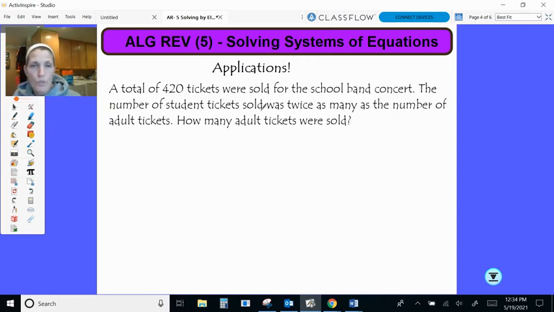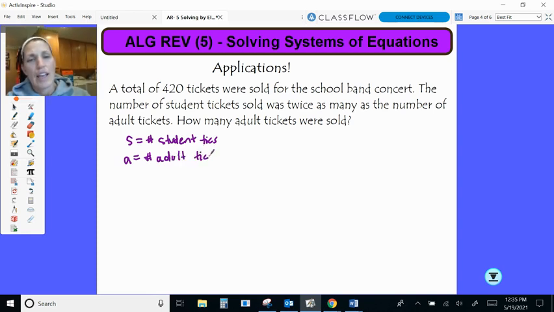Okay, so a total of 420 tickets were sold for the school band concert. The number of student tickets sold was twice as many as the number of adult tickets. How many adult tickets were sold? So the first thing I'm going to do is I'm going to say, well, I'm going to let S equal the number of student tickets. Okay, student tickets. And I'm going to let A equal the number of adult tickets.